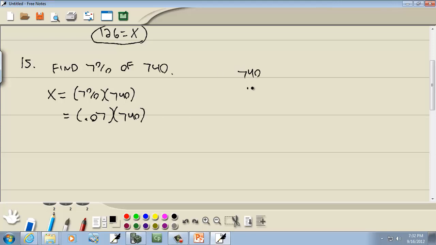So let me come over here, multiply those together. 7 times 0 is 0, 7 times 4 is 28, put the 8, carry the 2, 7 times 7 is 49, 51. 2 decimal places here, so 2 decimal places here. So that would give us 51.8. Now, 10% of this, if I divide this by 10, that'd be about 74. So 51.8 does seem very reasonable for 7%.